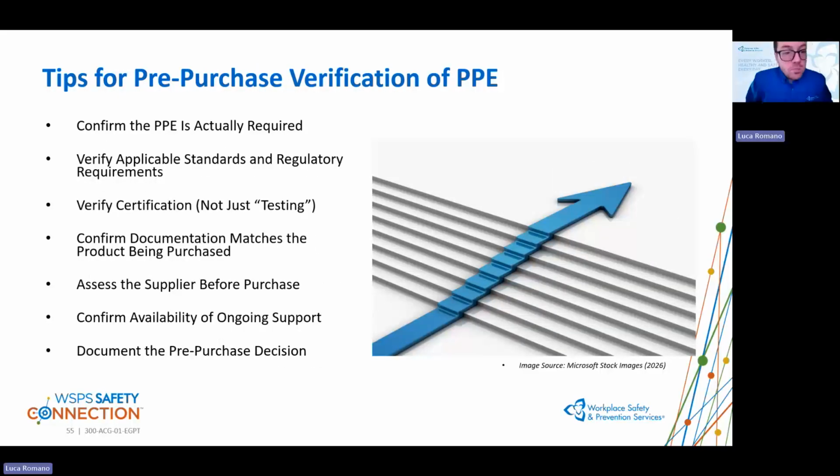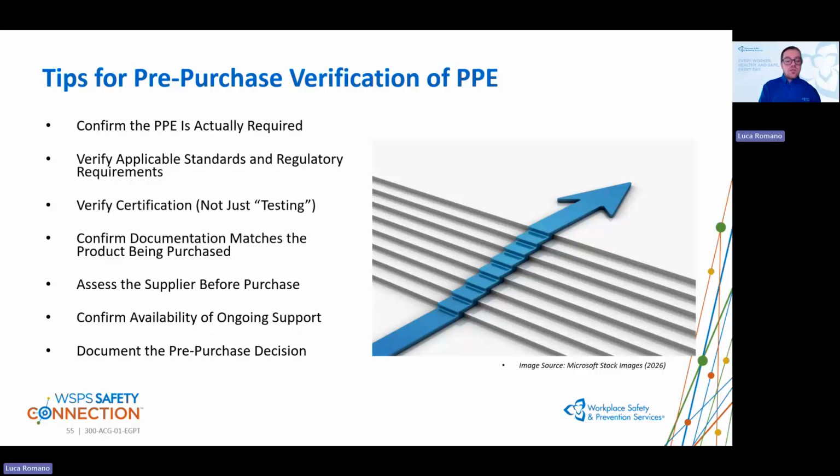Now, some tips for pre-purchase verification. To start off, the first question we need to ask ourselves is, if we're going to buy this personal protective equipment, do we actually need it? Is there some type of risk or hazard that we're going to be using it to protect workers from? And we need to always remember that it needs to be matched and aligned to a risk assessment, as well as other controls that we have in place.